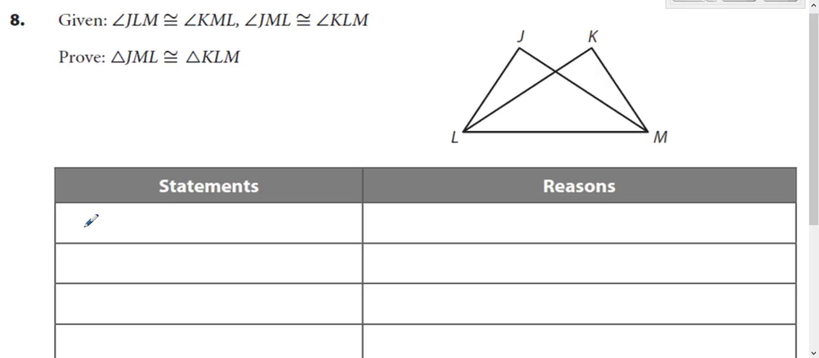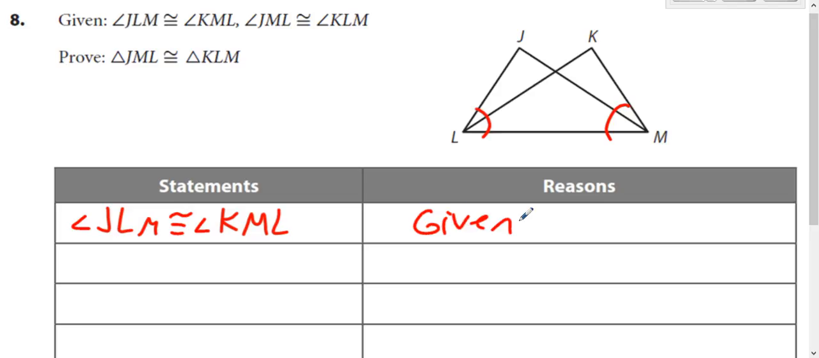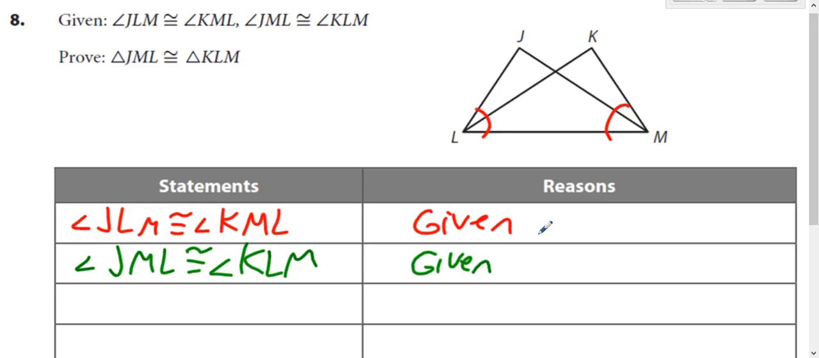So we always start with the given. We're going to write down angle JLM is congruent to angle KML. JLM, that's this big angle. KML, that's that big angle over there. It was given. Also, angle JML is congruent to angle KLM. That was also given, so we'll mark it in the figure. It's that small piece right there. KLM, that's that smaller piece.